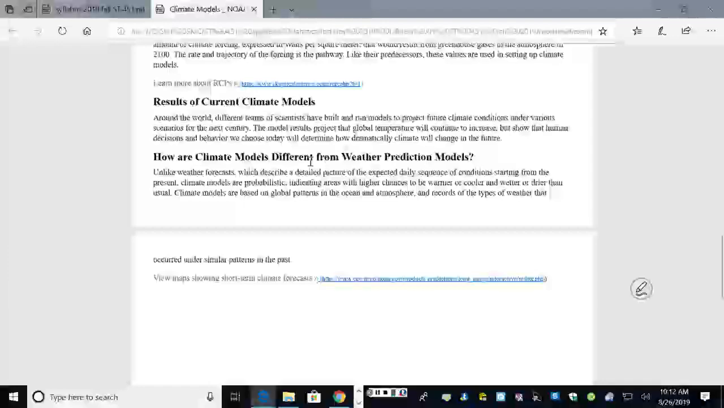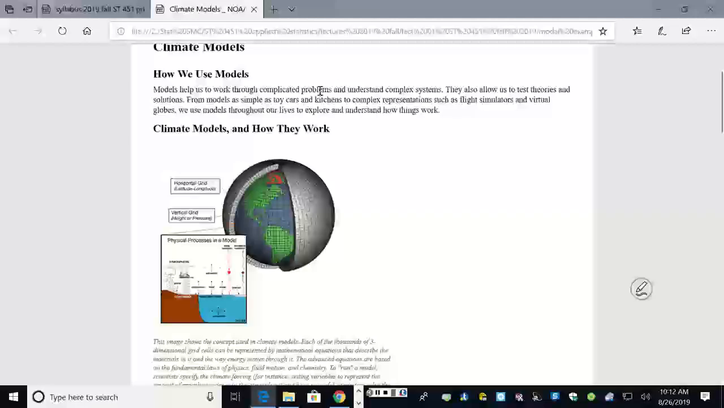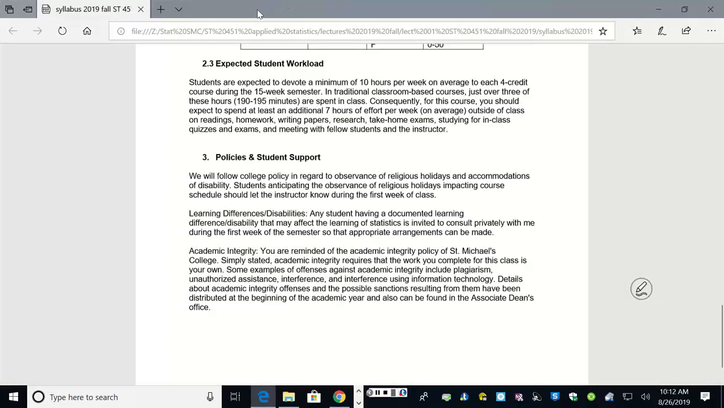And then it contrasts it to some other models, right? So unlike weather forecasts, climate models are probabilistic, indicating areas with higher chances of warmer or cooler, wetter or drier, and so on, and so on. So I know that was kind of an interesting description of thinking about what a model is and how it is useful.